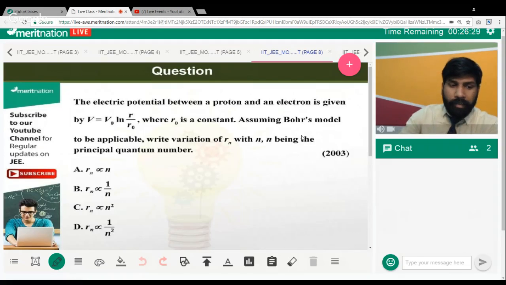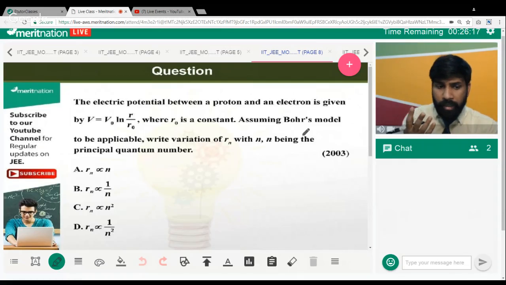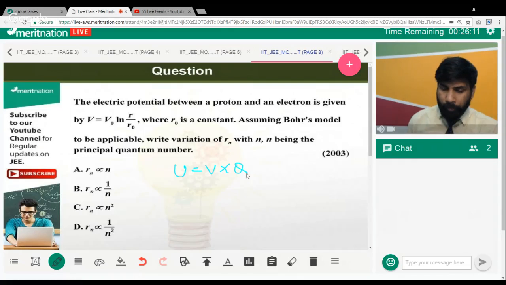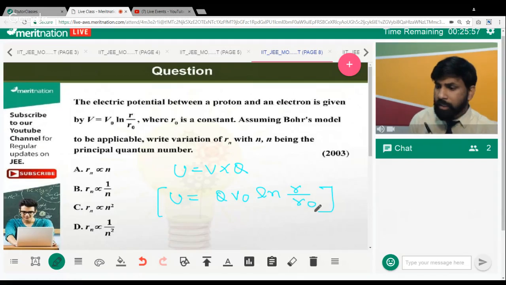So students, basically the electric potential between a proton and an electron is given here. First of all, we can easily find the potential energy, because the potential is already given. Potential energy is potential difference into charge, so V into Q. So I can say that potential energy is Q V naught ln R by R naught. This is the potential energy.